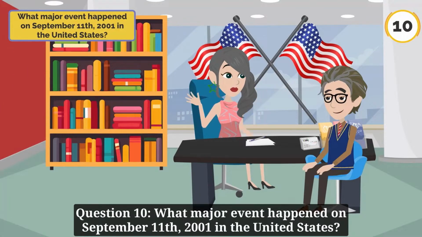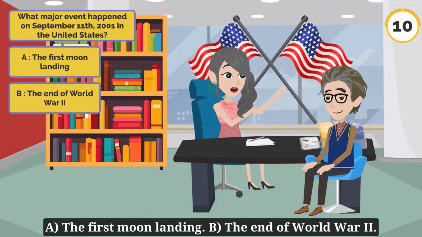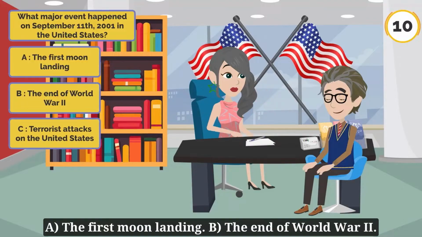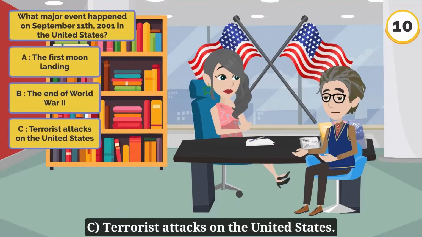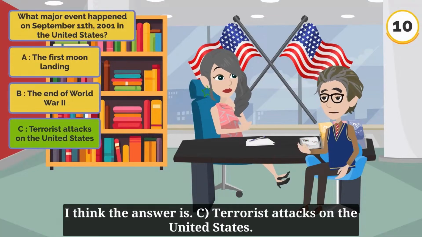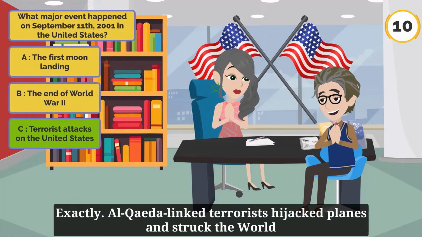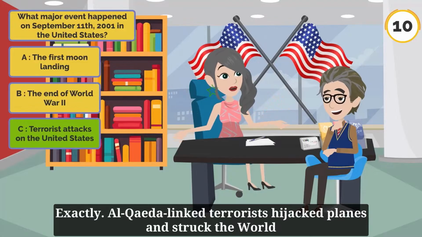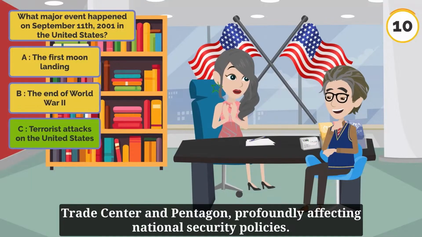Question 10. What major event happened on September 11, 2001 in the United States? A. The first moon landing. B. The end of World War II. C. Terrorist attacks on the United States. I think the answer is C. Terrorist attacks on the United States. Exactly. Al-Qaeda-linked terrorists hijacked planes and struck the World Trade Center and Pentagon, profoundly affecting national security policies.